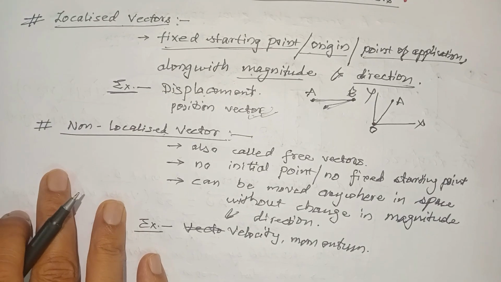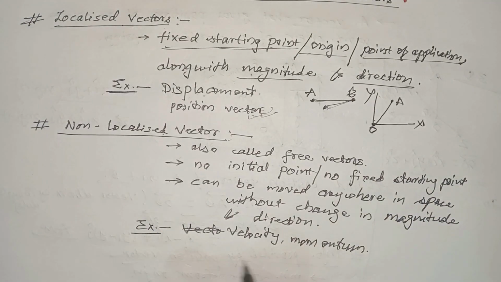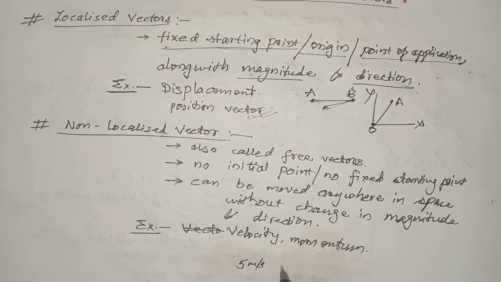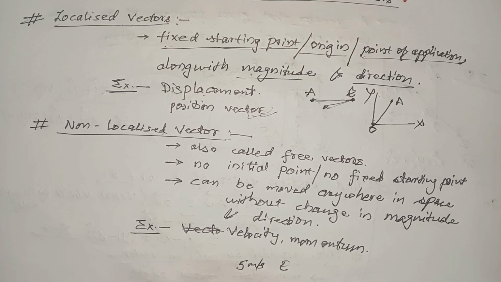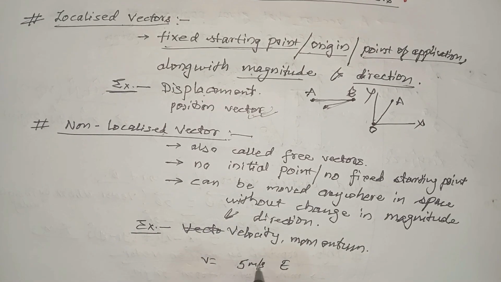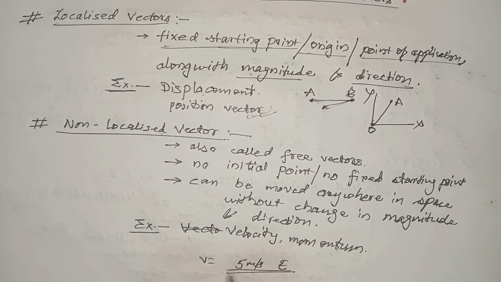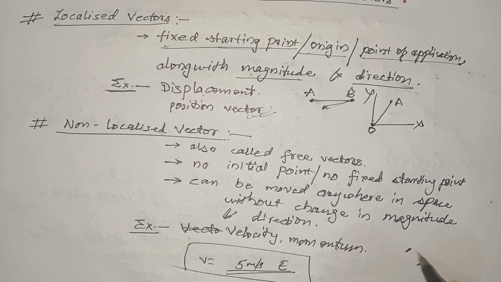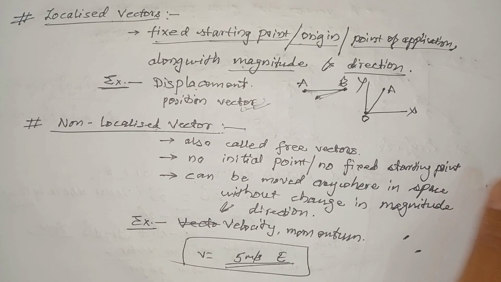The starting point is not fixed here. The main thing is that in velocity, suppose it is given as 5 meters per second east. If the velocity is given, this data does not say anything about the starting point. You will start from here, and the speed is the same. It doesn't matter. So this is a free vector.